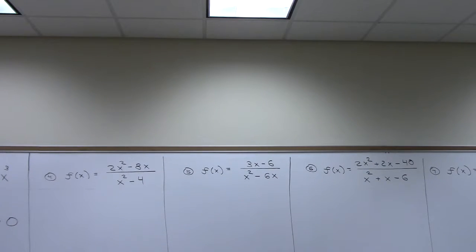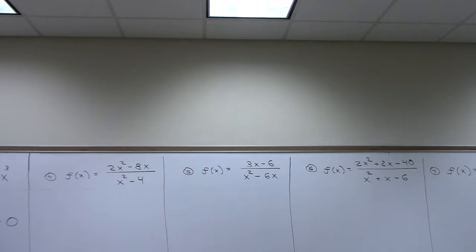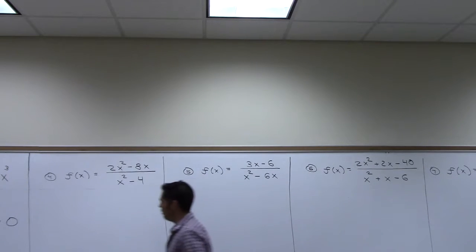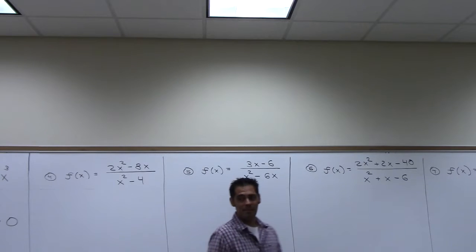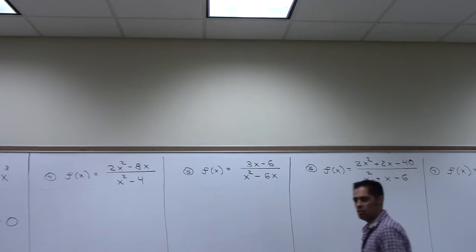AC method, the numbers we're working with are 1 times negative 14. So negative 14 up here and 1 here. What two numbers multiply to be negative 14? Why did I put 1? I have no idea why I did that. Sorry. Negative 5 here. Multiply to be negative 14, add up to be negative 5. Negative 7, positive 2.